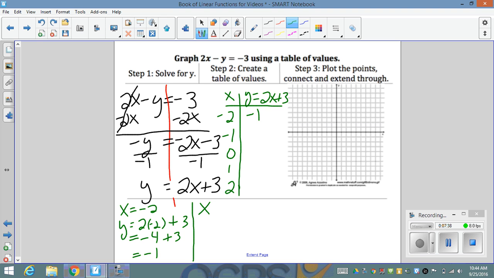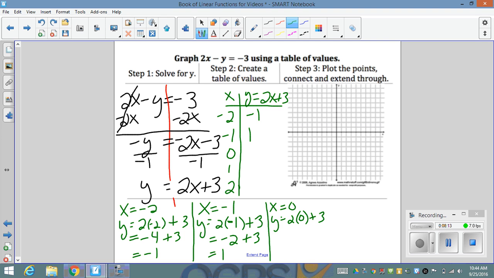Now I'm going to plug in negative 1. So when x is negative 1, y is 2 times negative 1 plus 3. Completing my order of operations, negative 2 plus 3, which is 1. Continuing along, when x is 0, y is 2 times 0 plus 3, which is just 3.